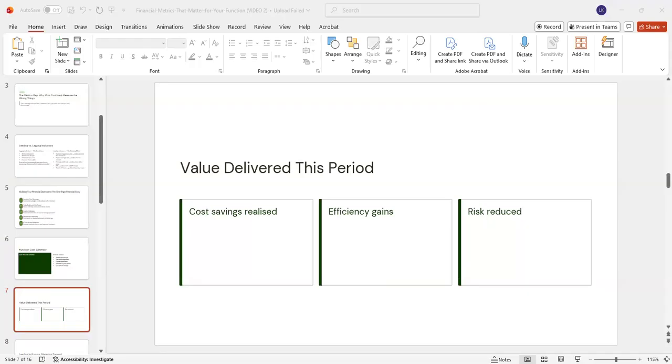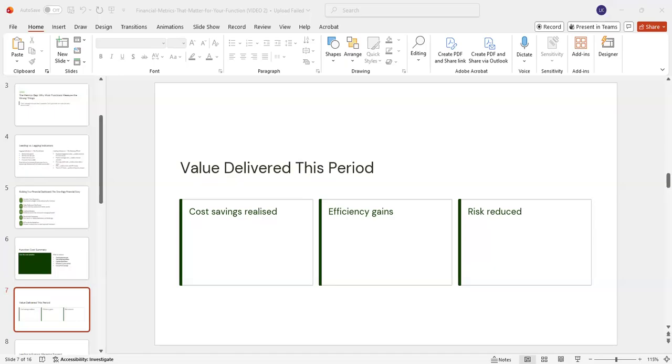Just to be clear what I mean by this, let's look at each of these items. When you say cost savings realized, what you're looking for is a way to quantify the reduction in spend relative to the prior period or relative to a baseline. So for example, you might say, we reduced cost per hire by $1,200 per hire times 80 hires equals $96,000 saved. That might be one way to document and quantify the cost savings realized from a certain action.